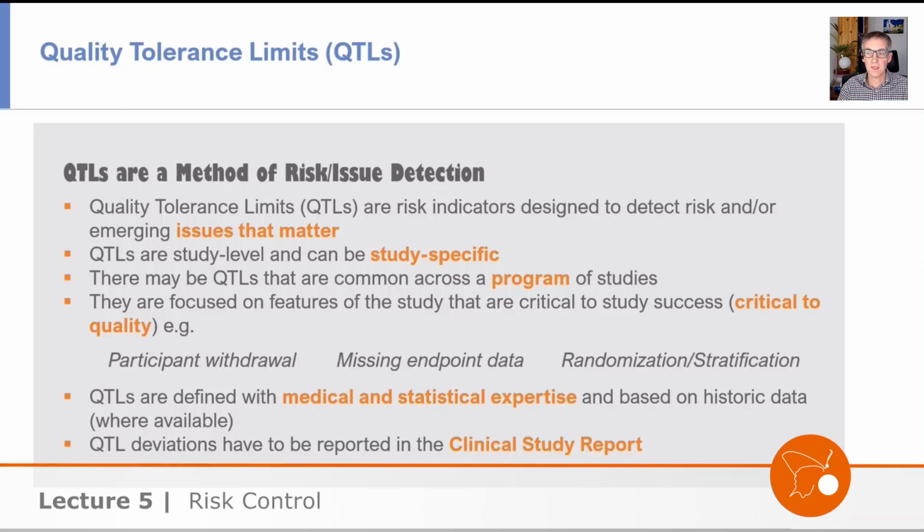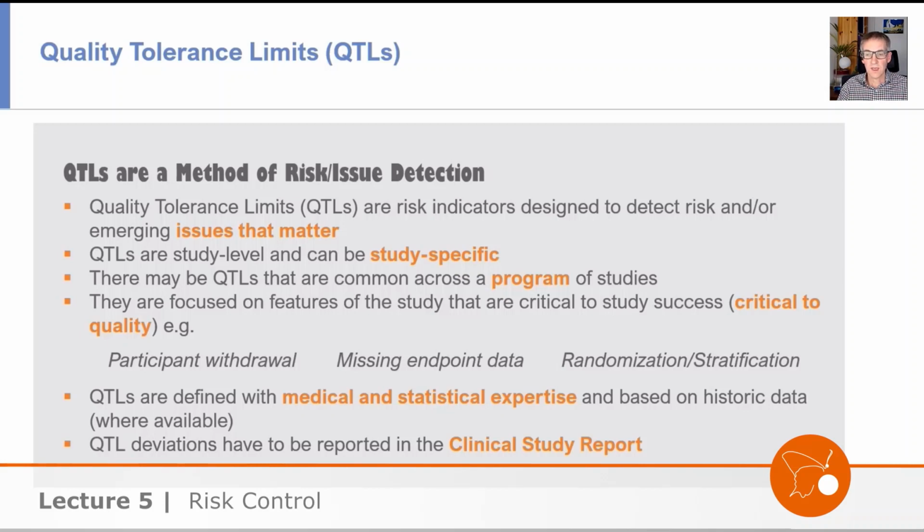And so there are likely to be some QTLs that actually are common across studies. They're determined at a program level and then used across all of the relevant studies. And they're focused then on features of the study that are critical to study success. That's that critical to quality. That's again language out of ICH E6 R2.